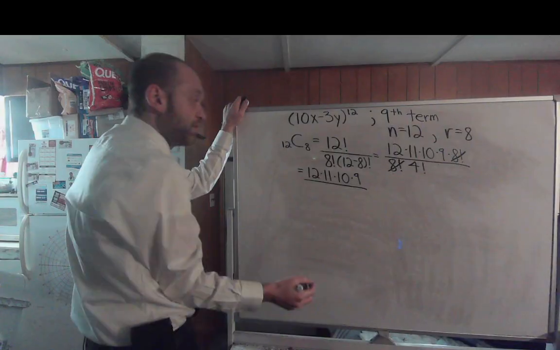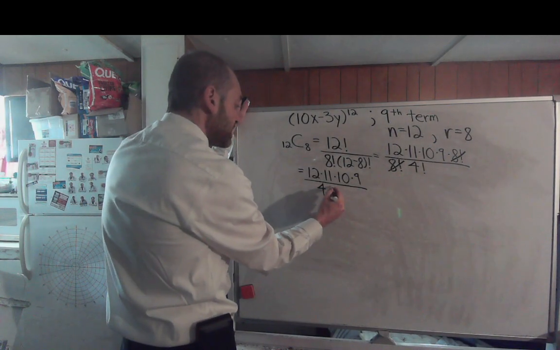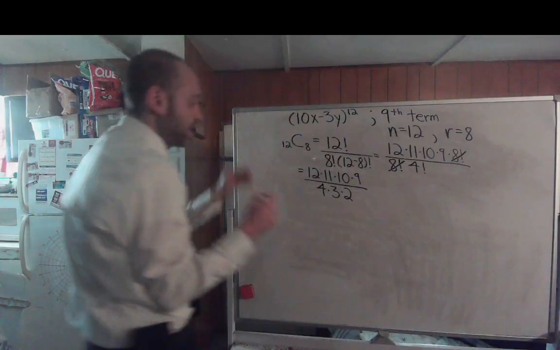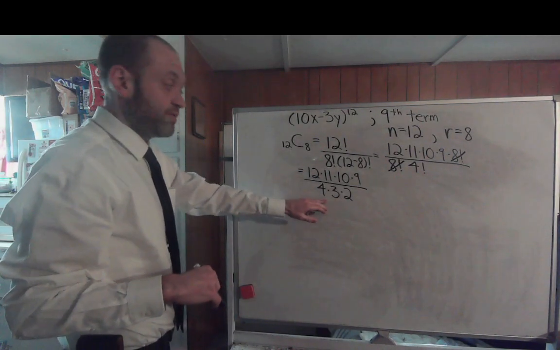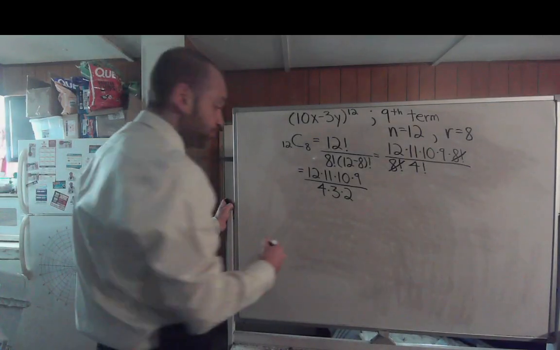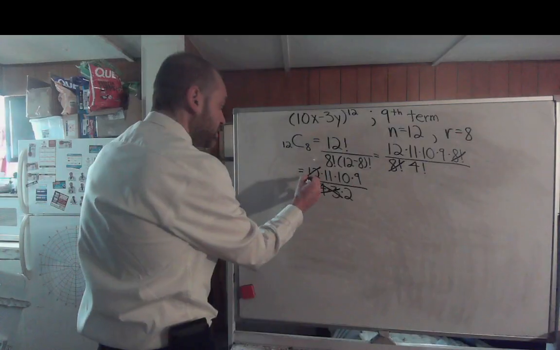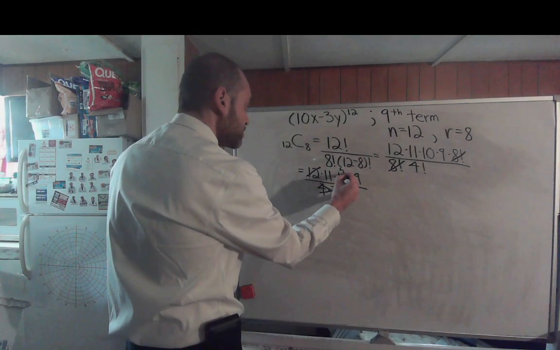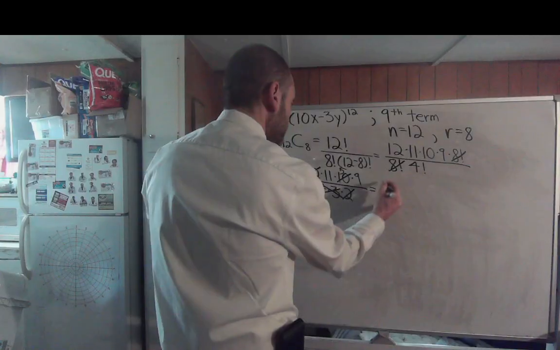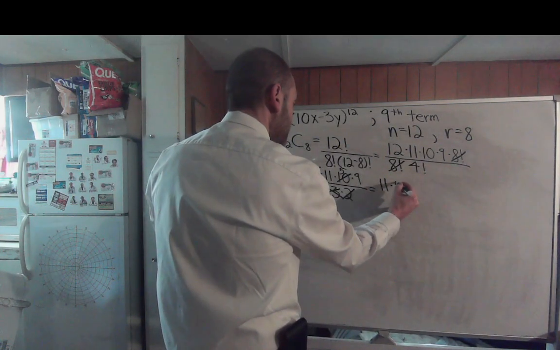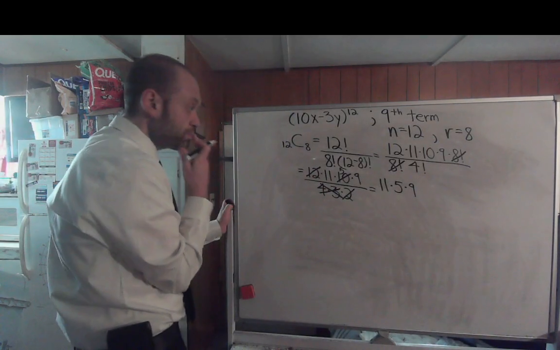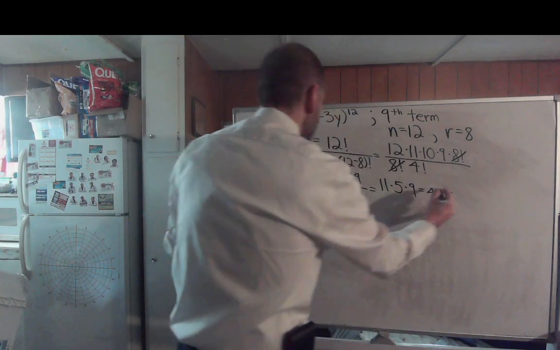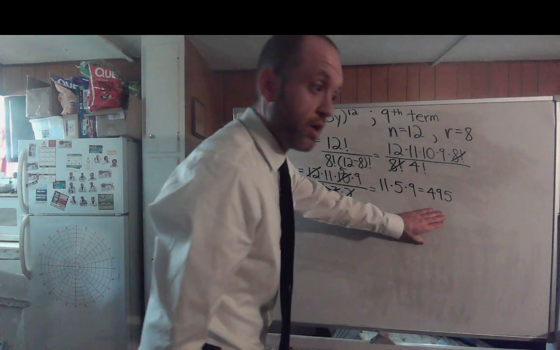Now what is 4 factorial? That's 4 times 3 times 2, and then we could really do times 1, but that's not necessary. Well, 4 times 3, if you multiply those, are 12, right? Those will both cancel into 12, and then 2 goes into 10 5 times, so we completely abolish the denominator. What you're really left with is 11 times 5 times 9, which would actually give you 495. So the initial coefficient is going to be 495.